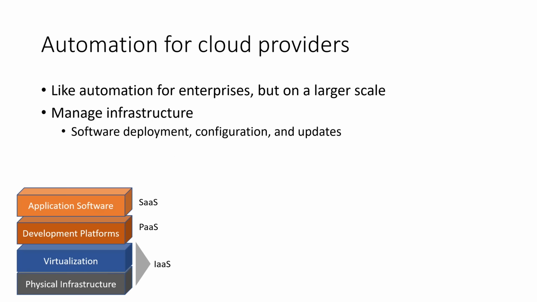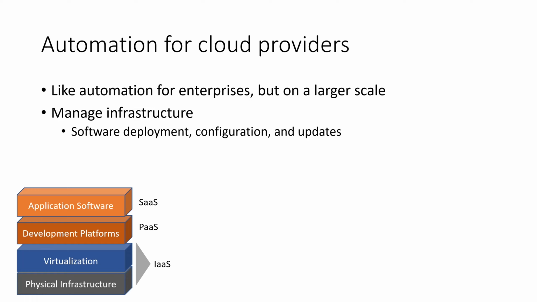And finally, automation is a must for cloud providers because, like for enterprises, cloud providers have infrastructure to manage, but on a much larger scale. Here we have an example of the different layers in which cloud services can be provided. And the cloud providers need automation to manage each of these layers. They have physical infrastructure, and you need automation to manage that. You have hypervisors in this virtualization layer, and you need automation for that.